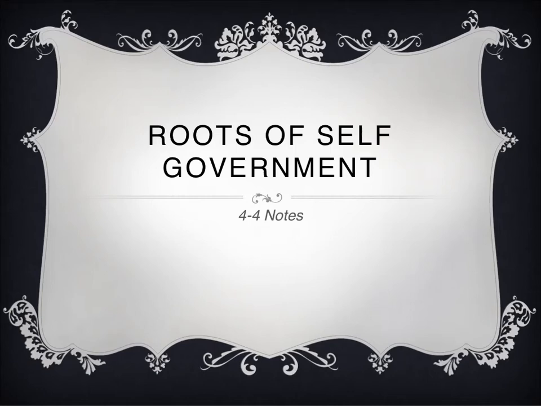Okay, in today's lesson, we're going to be talking about the roots of self-government. Now, we've covered all the 13 English colonies. Remember, up in the north, you have the New England colonies, and that's Massachusetts, Rhode Island, Connecticut, New Hampshire. Then you have the middle colonies of New York, New Jersey, Pennsylvania, and Delaware.